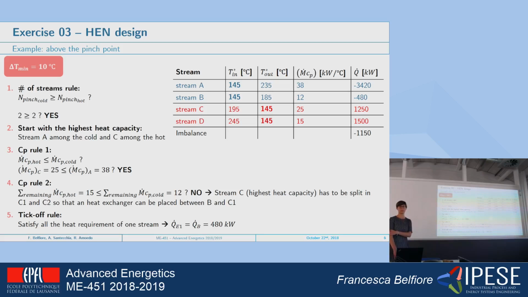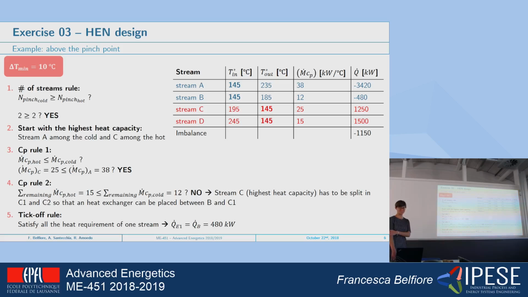So, let's start above the pinch point. You had your four streams, A, B, C, D. The pinch point temperature was 145 degrees C in the corrected temperature domain. So the first rule is the number of streams rule, and we have to check that the number of pinch cold streams is greater than the number of pinch hot streams. So in this case, all four of them are pinch streams, and the rule is satisfied because 2 is equal to 2.